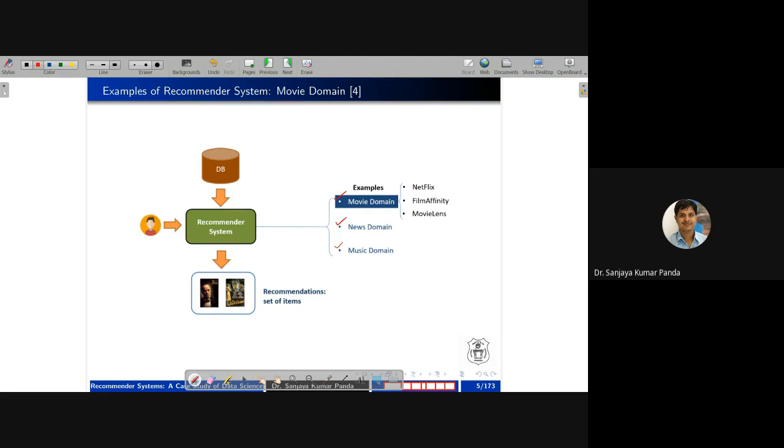Sometimes music is also played based upon the location. Suppose you are in the state of Telangana, where the local language is Telugu. You may find advertisements related to the local language. If you move from that location to another location where the local language is Hindi, you will get the ad in that particular language. So in the music domain also, you can apply the recommendation system.